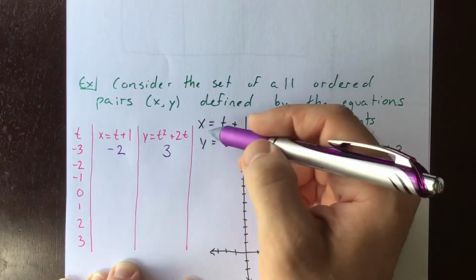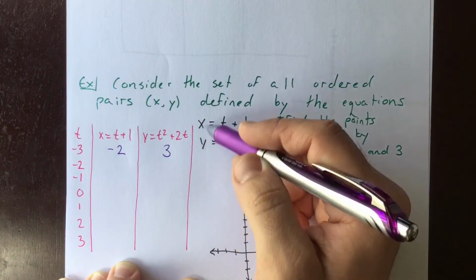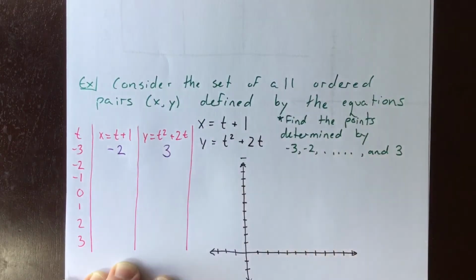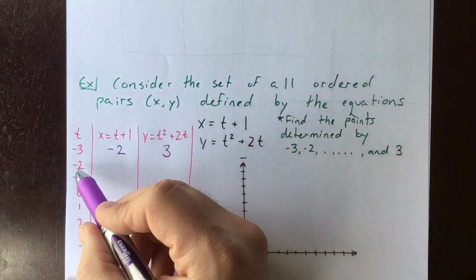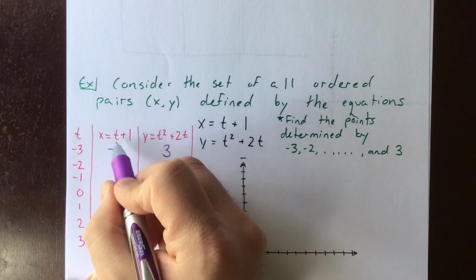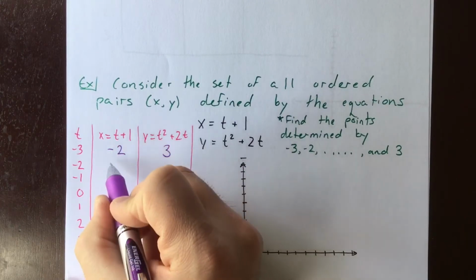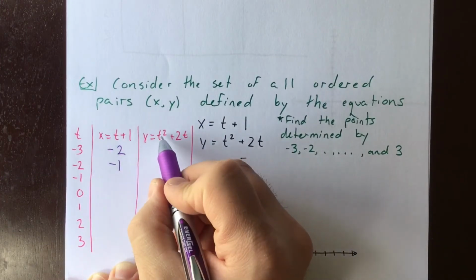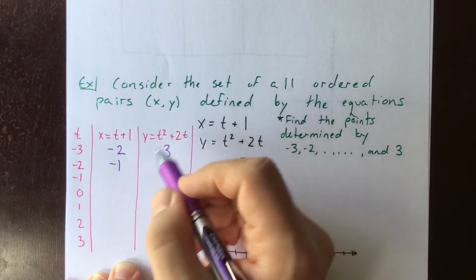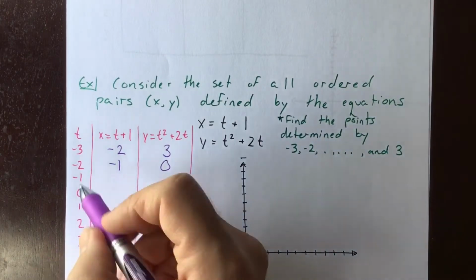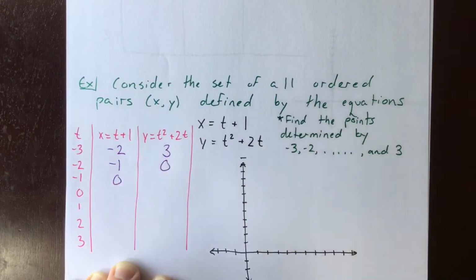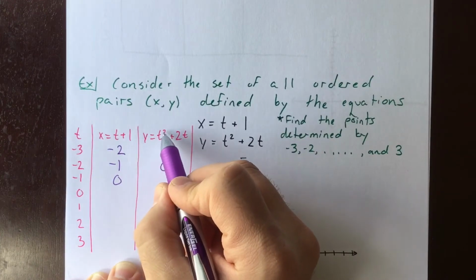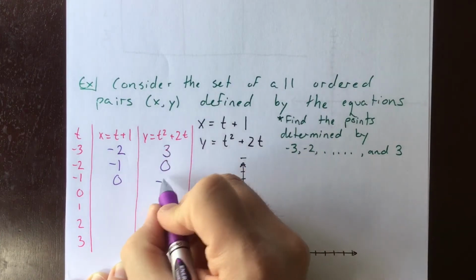So that ordered pair would be -2, 3. You can also add a fourth column where you would write out the coordinates, but we can just say -2, 3. And we repeat that. t equals -2 would give us, for our x component, -1. Placing -2 into our y component, we would get 4 minus 4, so 0. And then for t equals -1, we get 0 for x. Placing -1 into our y component, we get -1 squared, so 1 minus 2, so -1.